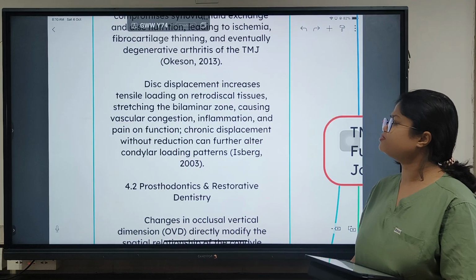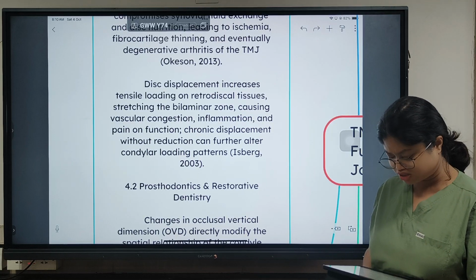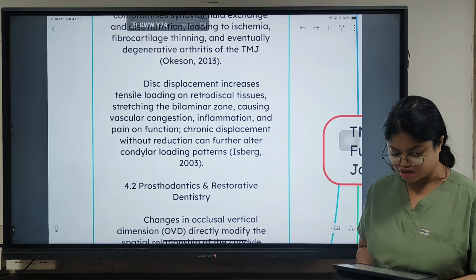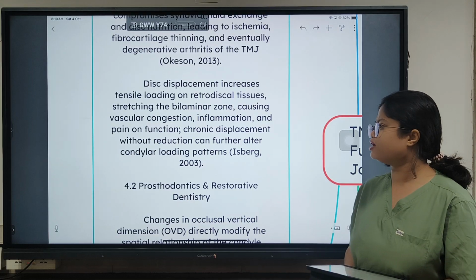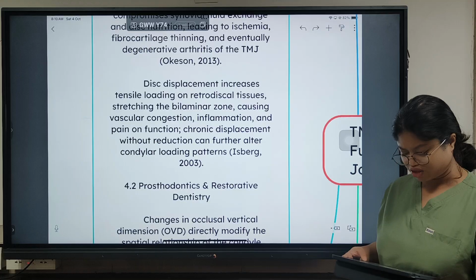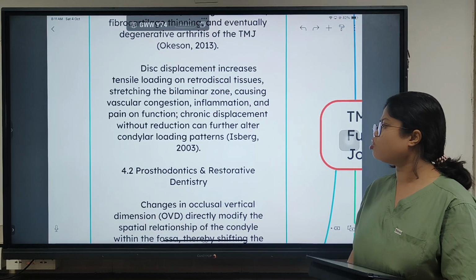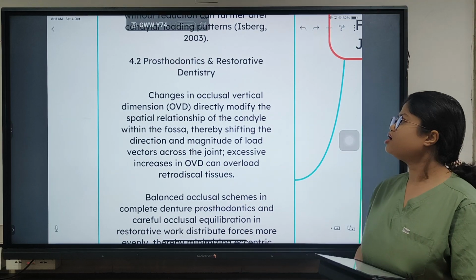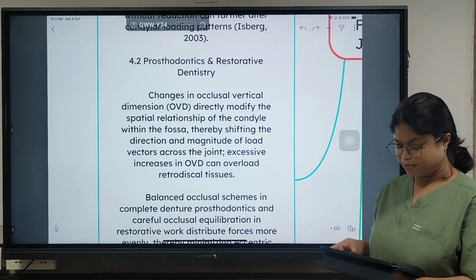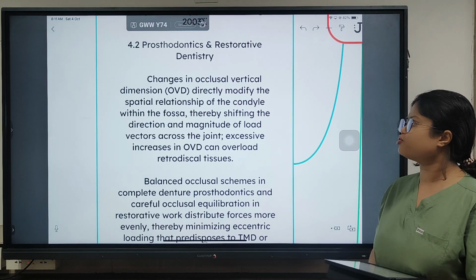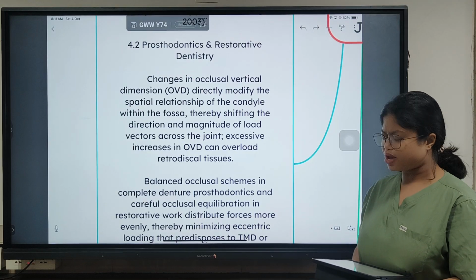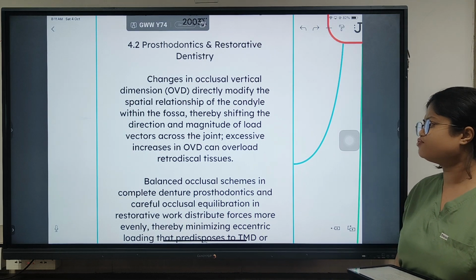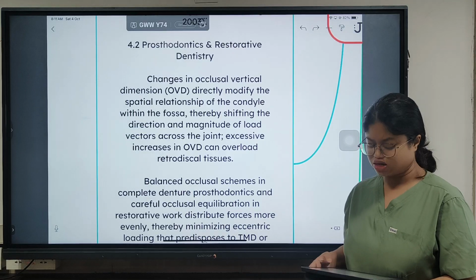When there is disc displacement, it increases the tensile loading on the retrodiscal tissues, stretching the bilaminar zone and causing vascular congestion. Inflammation will be there, pain on function will be there, and chronic displacement without reduction can further alter the condylar loading patterns. When we talk about prosthodontics and restorative dentistry, changes in the occlusion and the vertical dimension directly modify the spatial relationship of the condyle with the fossa, thereby shifting the direction and magnitude of the vectors across the joint. Excessive increase in the OVD can overload retrodiscal tissues.